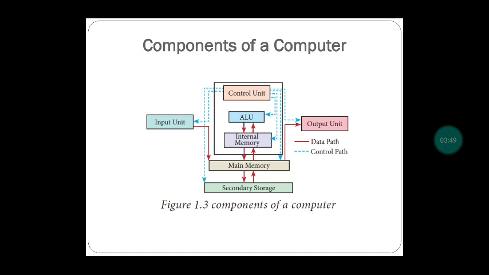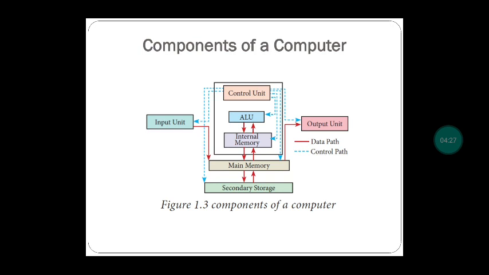This control unit sends the control paths to every unit and controls the activities. Data path, that is the red color line: input unit sends the data to the main memory and main memory sends the data to the secondary storage. Again it comes to the internal memory and goes to ALU, some process happens, and again it comes to the internal memory, then to the main memory, finally it goes to the output unit. So that is the thing which is happening inside the computer.